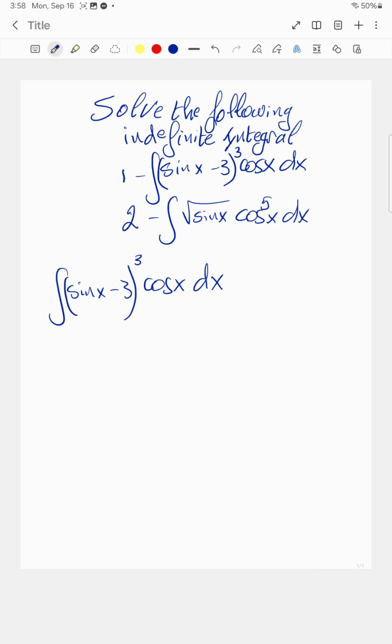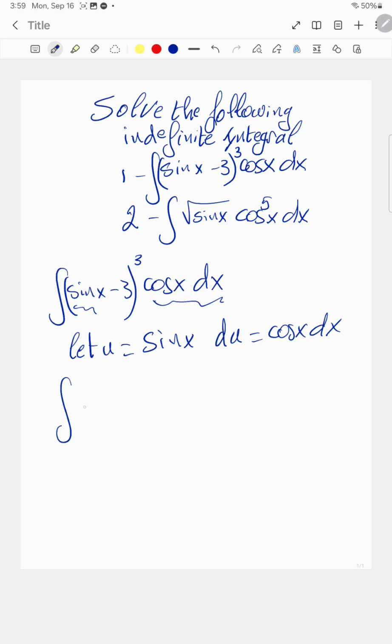We know that the derivative of sin x is cos x. So all I have to do is say let u equal sin x. Then my du equals cos x dx. So this is my du and that's my u. It becomes very easy. The integral becomes the integral of (u − 3)^3 du.